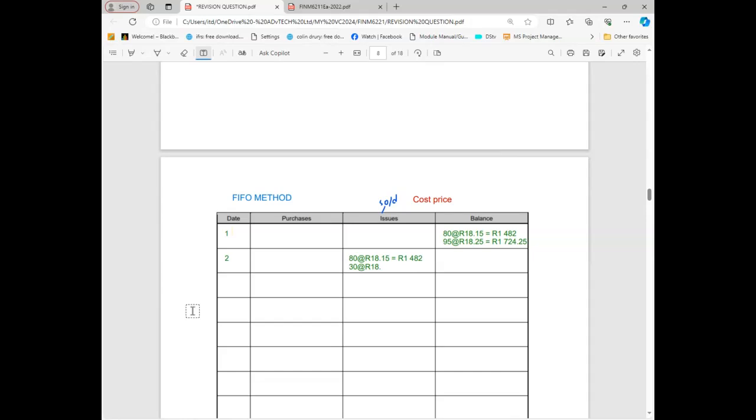You must make it practical. You sold the stock, the one that you sold already, 80 units. Do you still have that stock? No, because I sold it. You sold it. We don't have it anymore. So now I want to sell 30. Out of which stock must I sell 30? From the 18 rand 25. Yes.